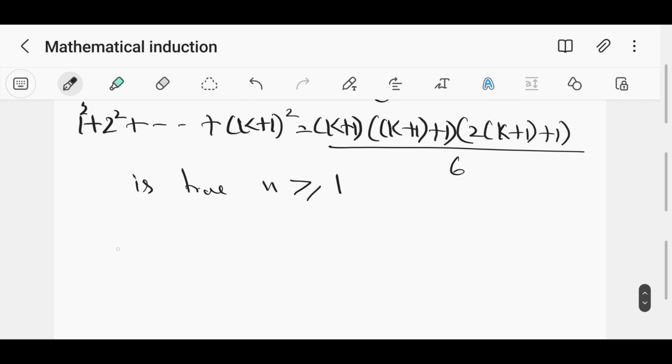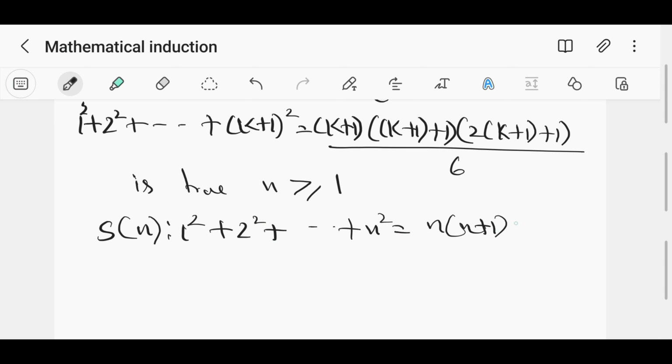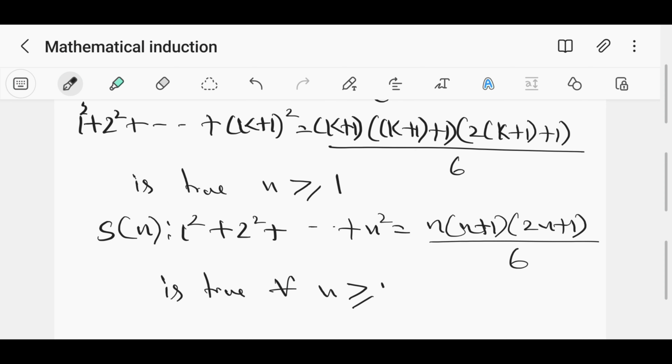So final step, what will we write? Therefore, we can say that S of n, that is 1 square plus 2 square plus so on plus n square, is equal to n into (n plus 1) into (2n plus 1) divided by 6, is true for all n greater than or equal to 1. Fine.